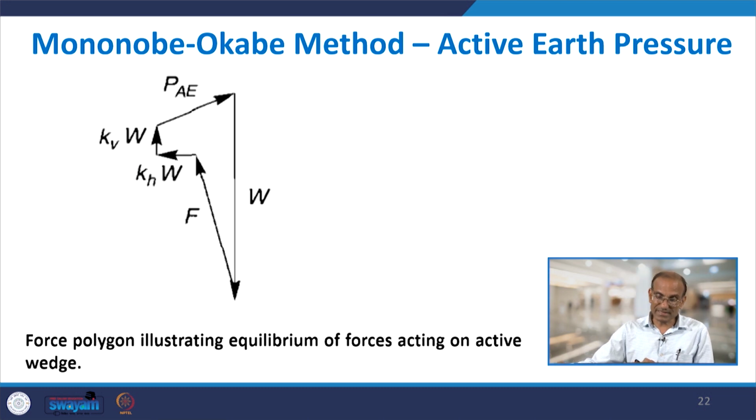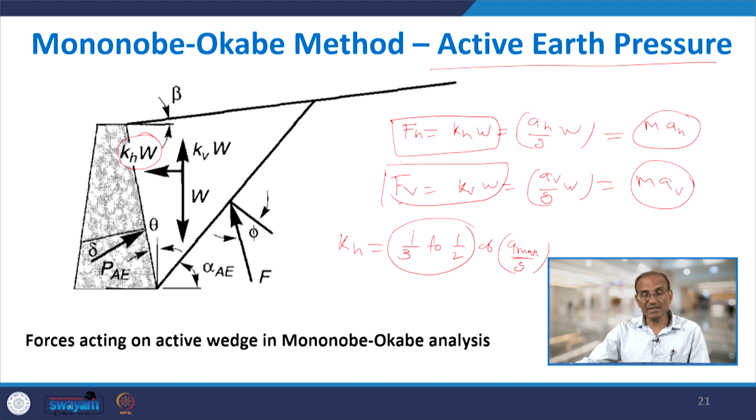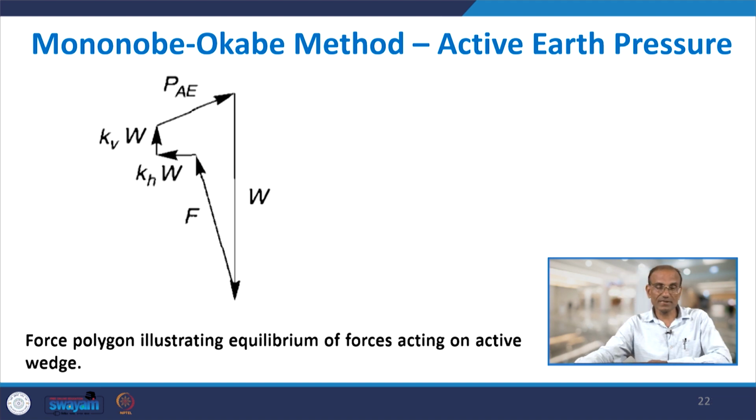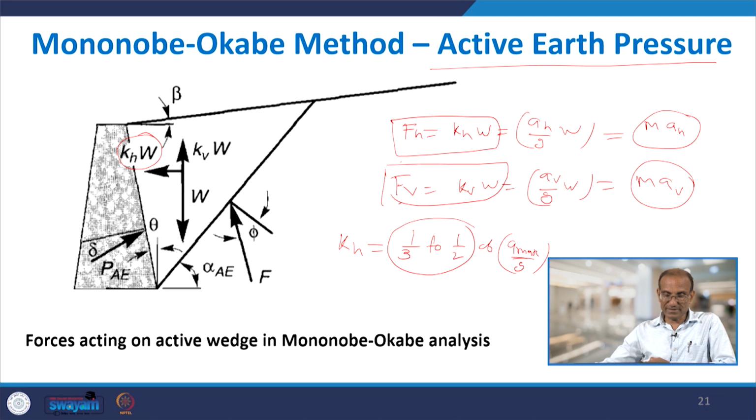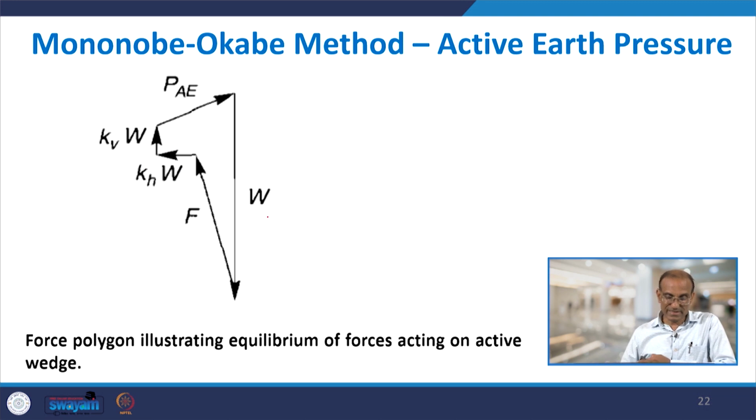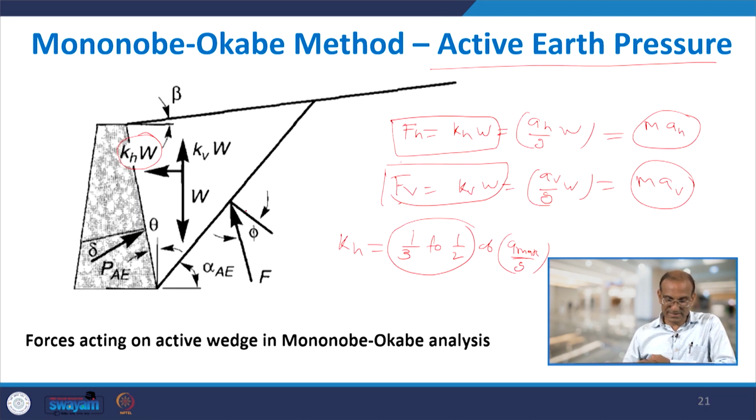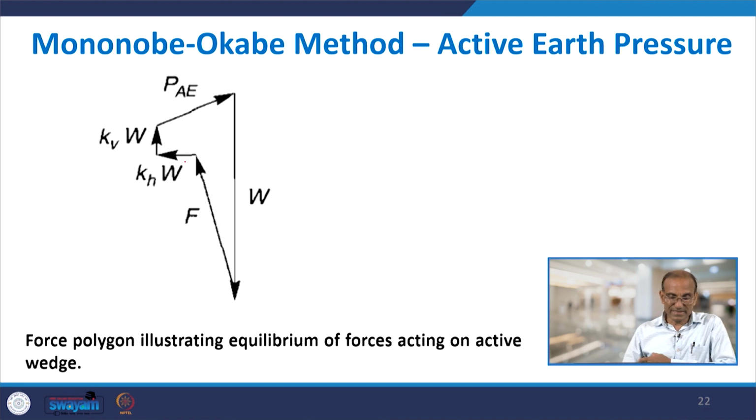So, this was about the active earth pressure condition. If we draw the force polygon for active earth pressure, W will always act downward, then the reaction force R acts along this direction, KH W horizontally outward, KV W upward, and then you close the polygon with PAE. So, you close this, from this point to this point you come.